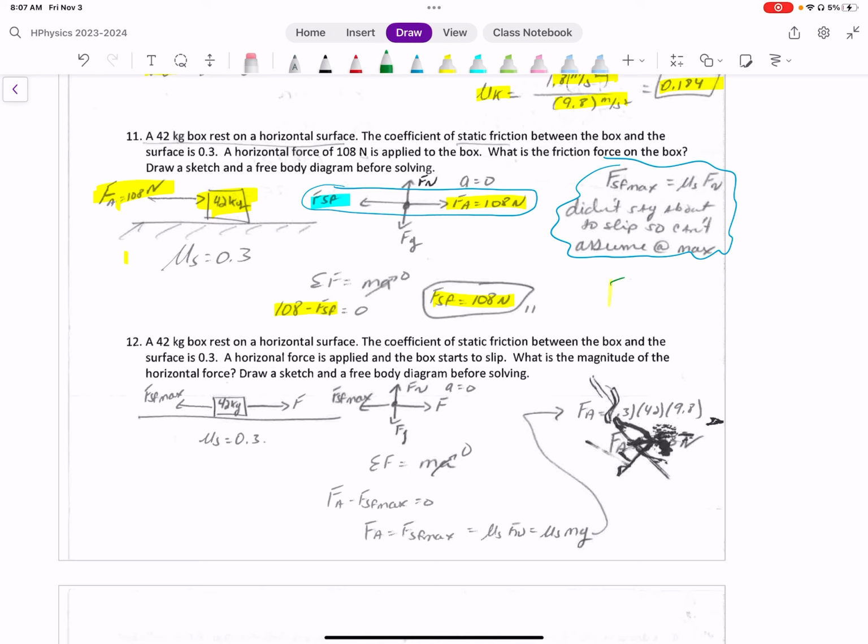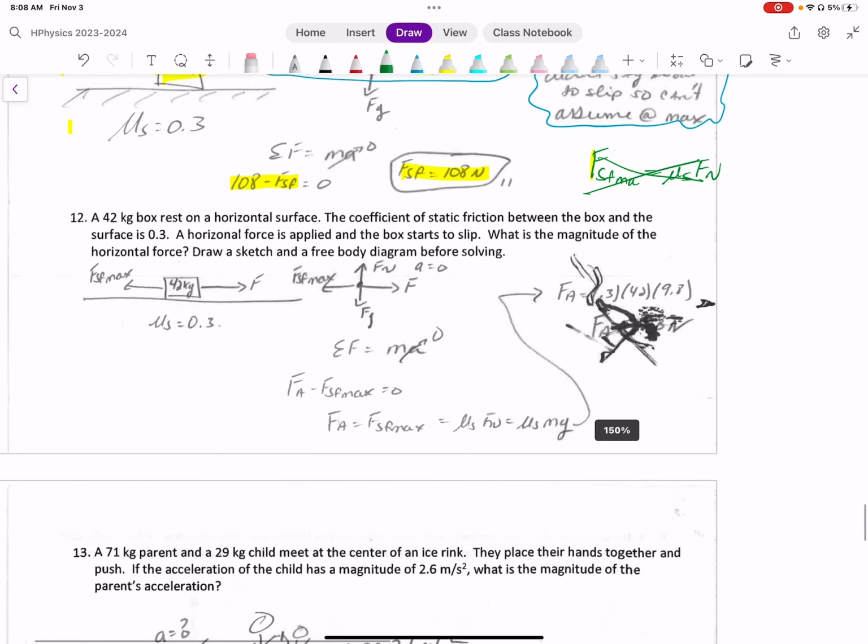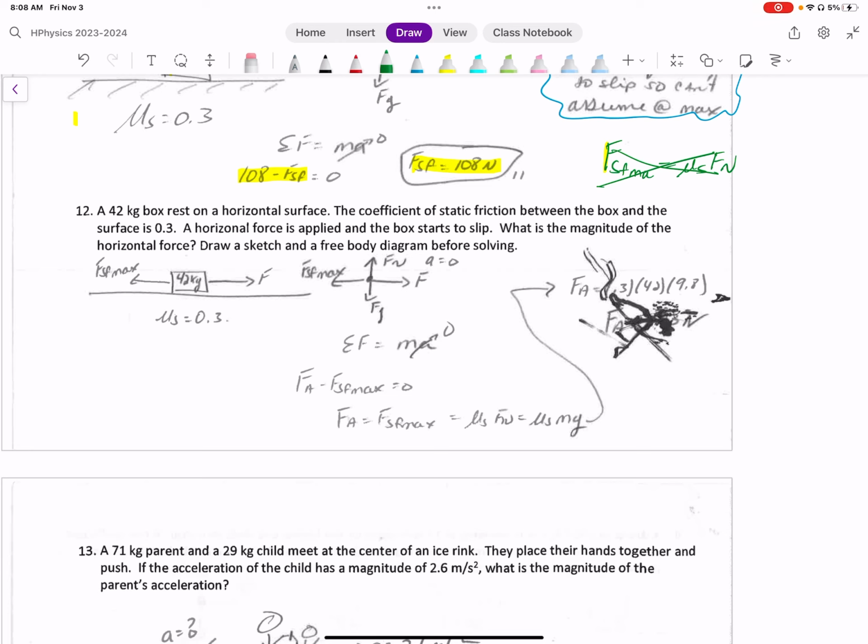If you use this equation, force of static friction max is equal to mu sub s times force normal, you'll find that value to be greater than 108, and that is not how we've solved that problem. We were not told that it was at its maximum. 12, however, is at its maximum. How do I know? Because it says it is starting to slip.